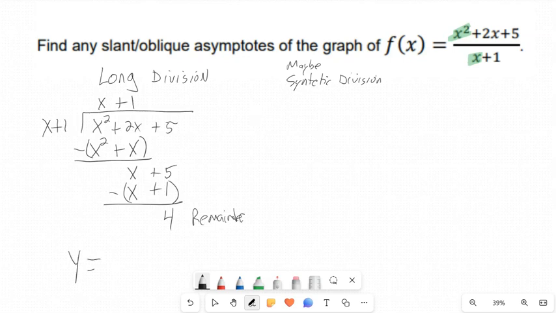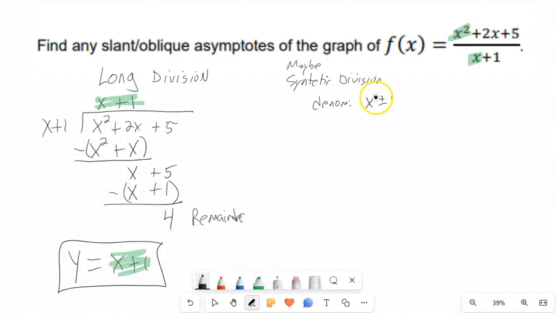We let y equal the quotient, and that is the oblique or slant asymptote. Just the quotient, not the remainder. Now, if your denominator happens to be of the form x plus or minus a number, you could also use synthetic division. And a lot of students choose this because of how fast it is. But you don't have to do it this way because long division always works.